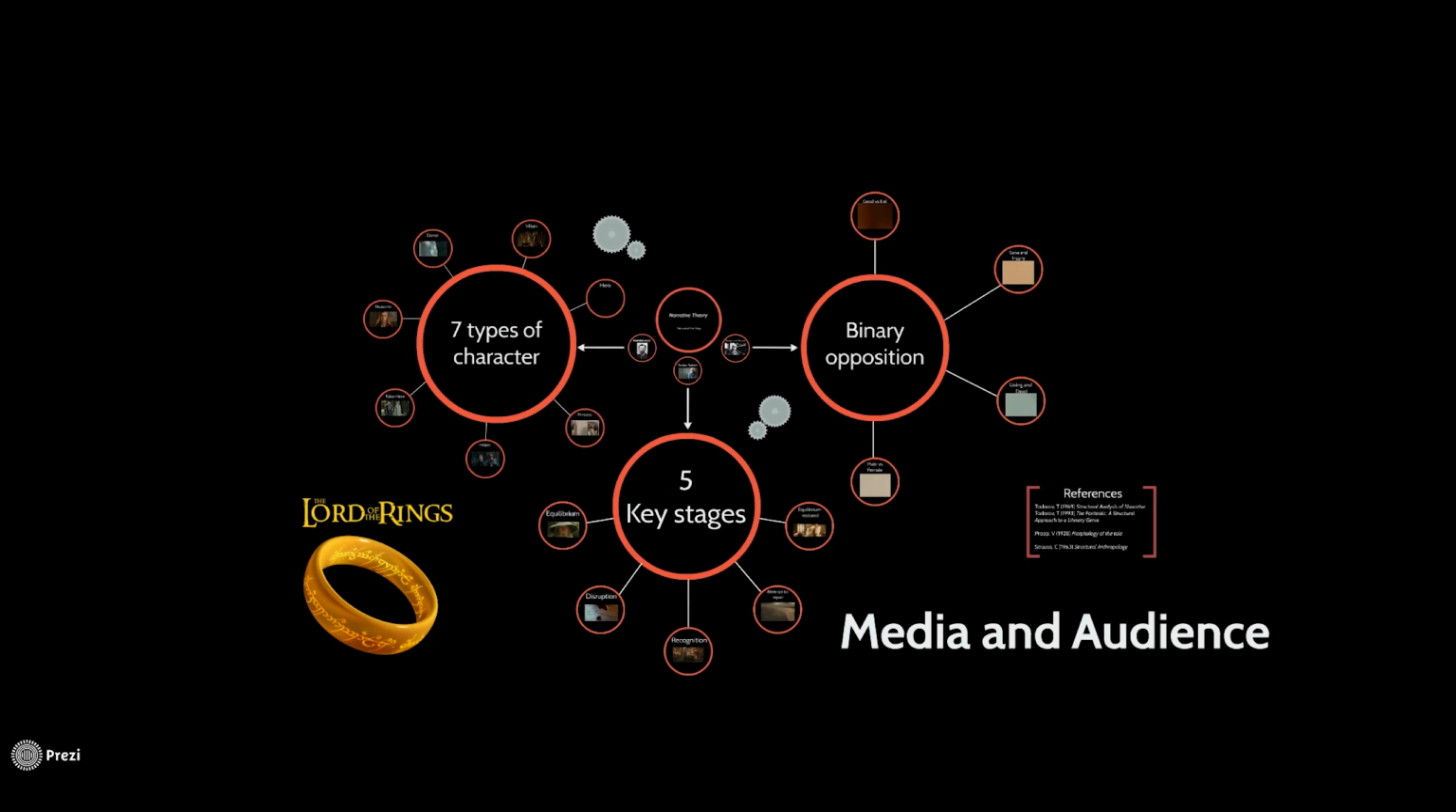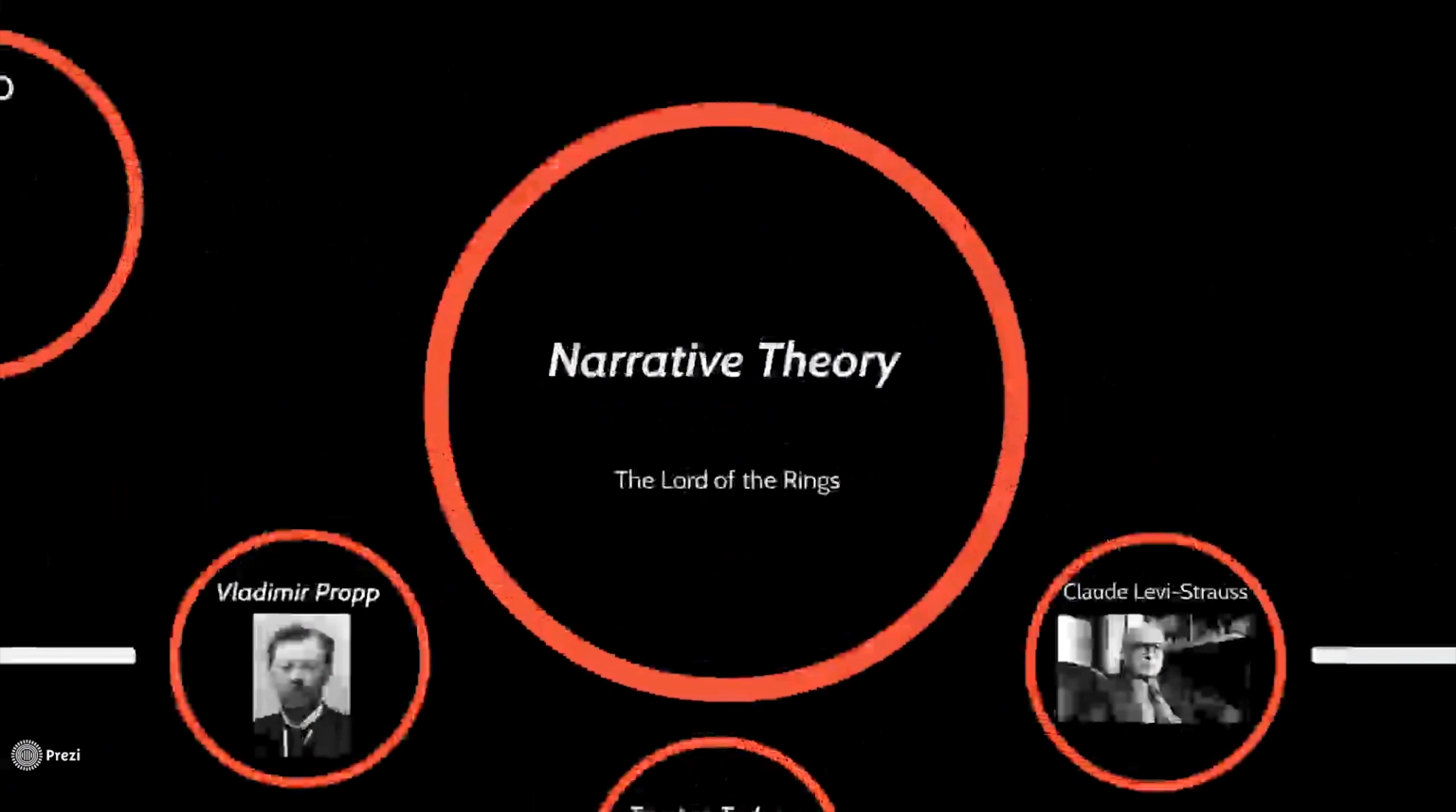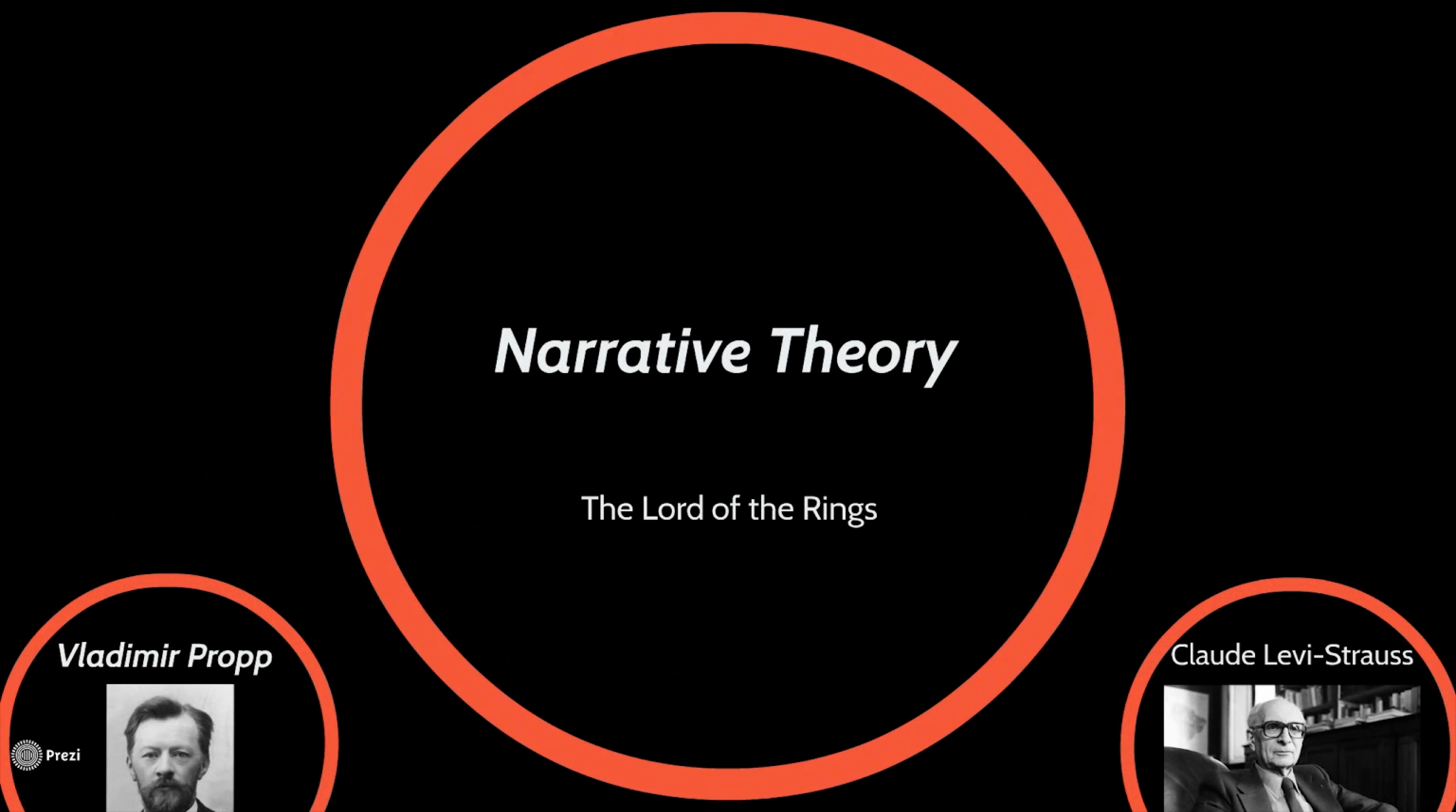In this presentation, I'm going to explain the main elements of narrative theory. I'm going to apply this theory to the Lord of the Rings film trilogy. In this video, we will look at Propp's theory, Todorov's theory, and Levi-Strauss's theory.